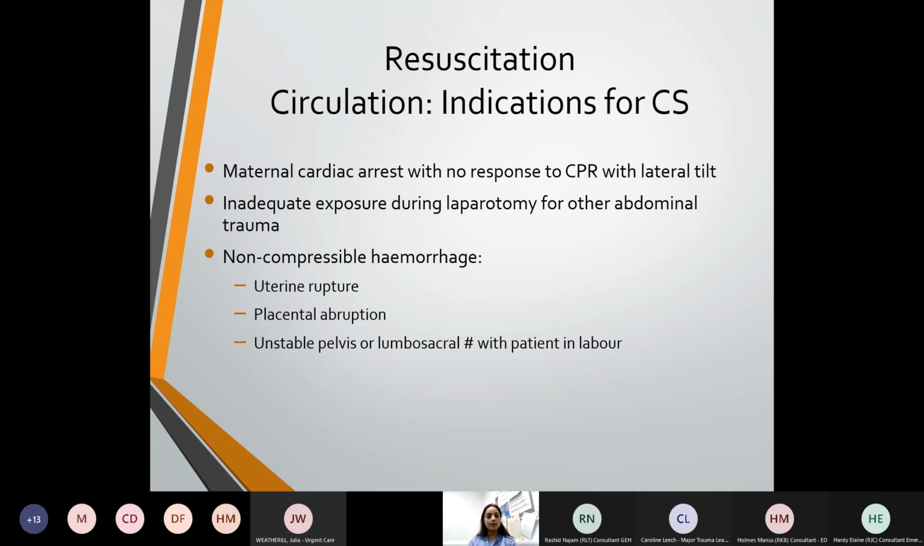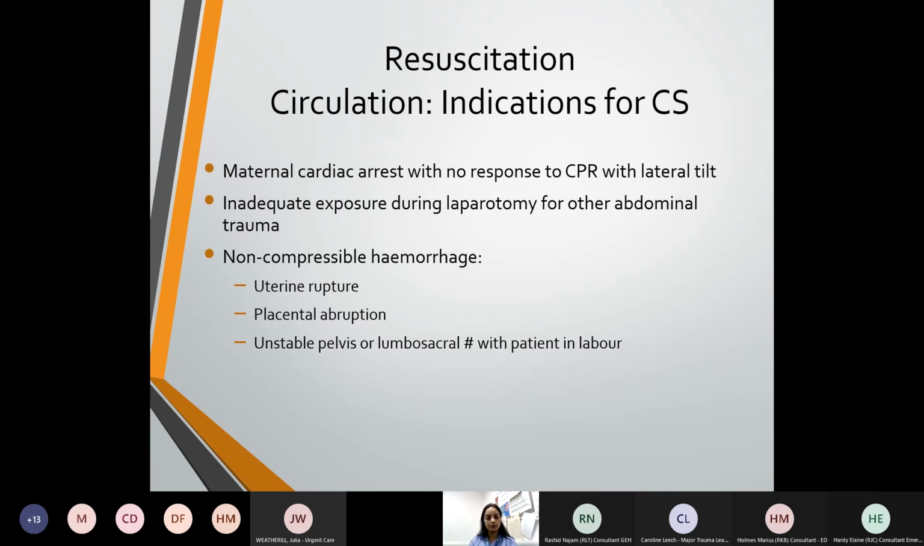If there was to be a multi-trauma where they are taking a mother for a laparotomy, suspecting other abdominal trauma, as you would imagine, the uterus can hamper the exposure to the other organs because it's occupying most of your abdomen. In that circumstance, again, you may have to do a cesarean or deliver that baby to be able to get adequate exposure and do what else needs to be done for the other trauma.